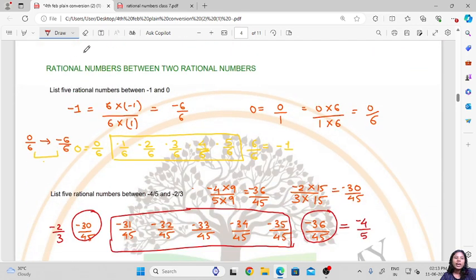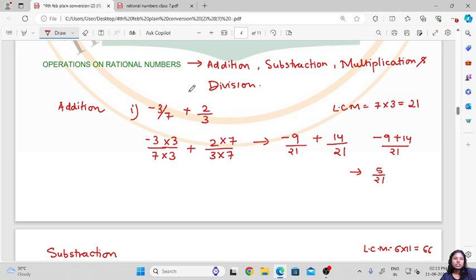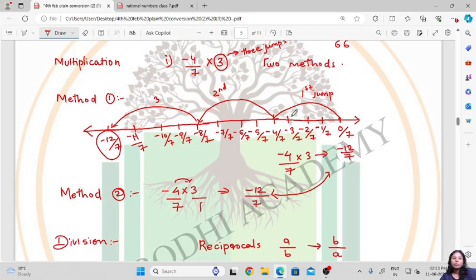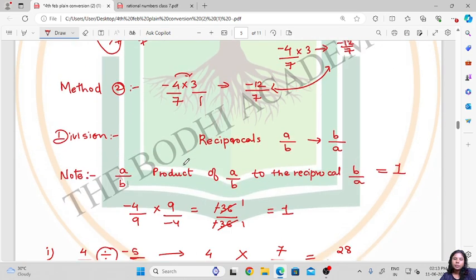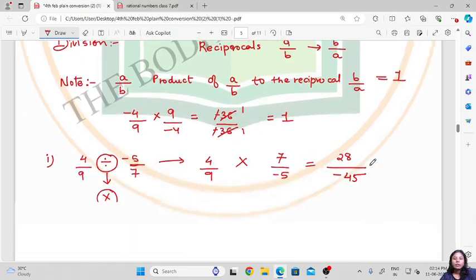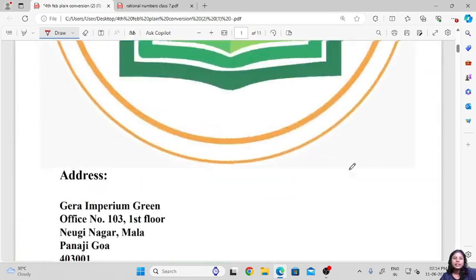Then we learned how to find rational numbers between two rational numbers. Say I have minus 1 and 0, what are the rational numbers that come in between? We learned how to find them. Further, we learned the basic operations on rational numbers, that is addition, subtraction, division and multiplication. Multiplication we learned by two methods: one is the number line method and the other is plain multiplication. And for division we learned about reciprocals, and we said that the product of a number and its reciprocal is always going to be 1. So that was it for this chapter of rational numbers of class 7th.